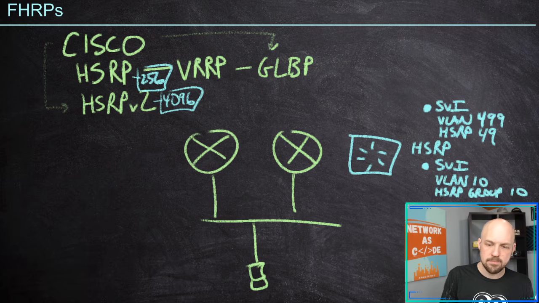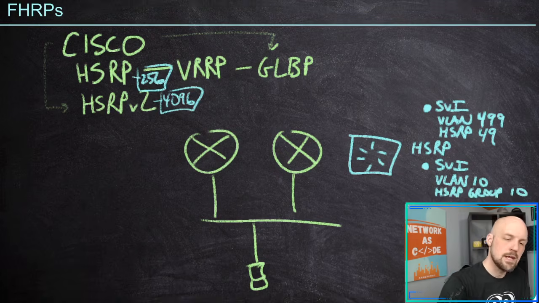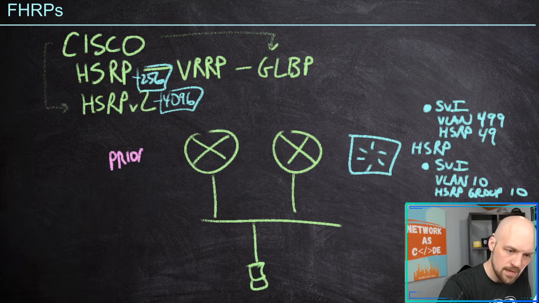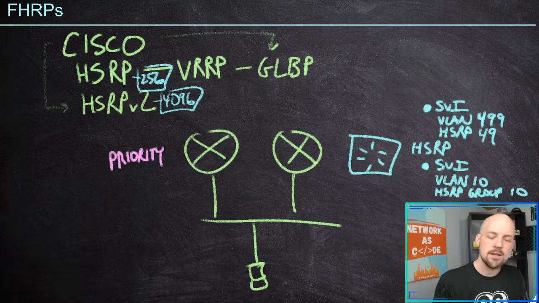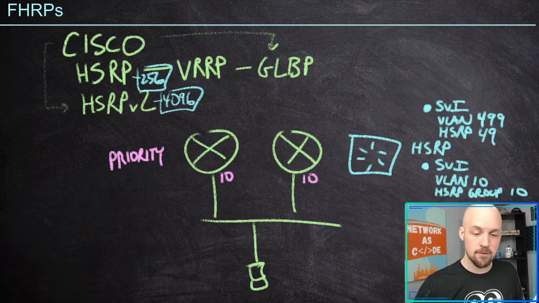Okay, next concept. Change colors here. Next concept is priority. So we're on the same group. Maybe we've configured group 10, so we've got group 10 configured on both interfaces. We've got this virtual IP address configured.